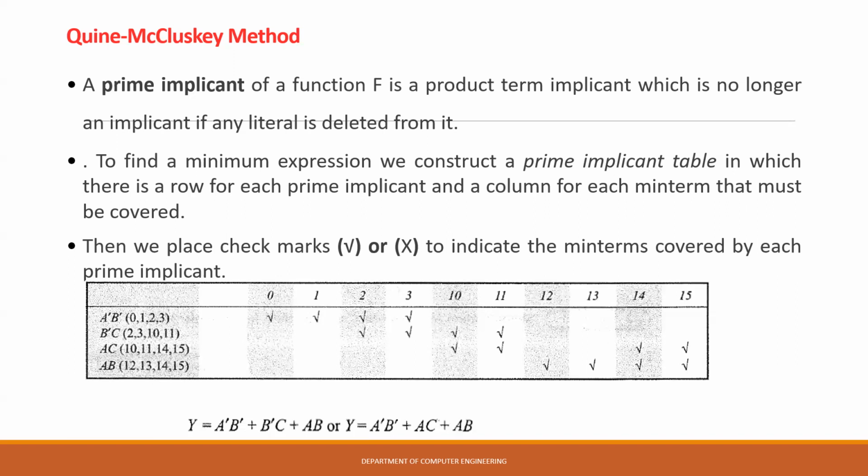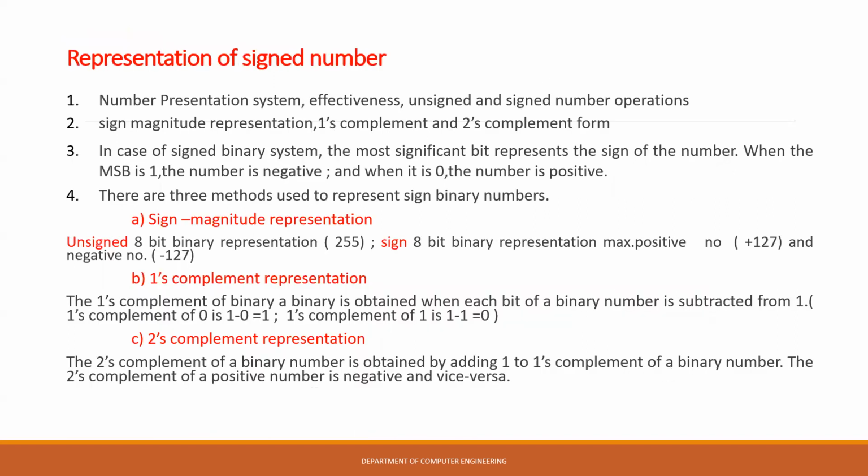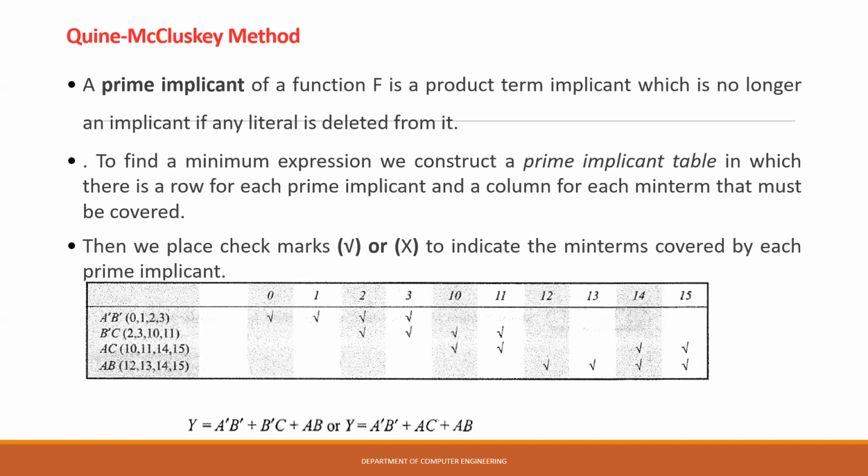Now go for the third min-term, that is AC. This AC term is present, so we can consider AC. And the last one, AB, we can again consider for 12 and 13. And this is the final simplified answer by using the Quine-McCluskey method.